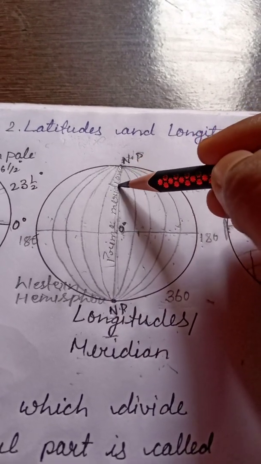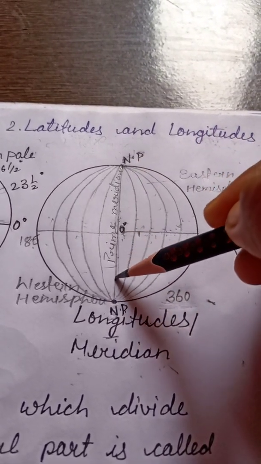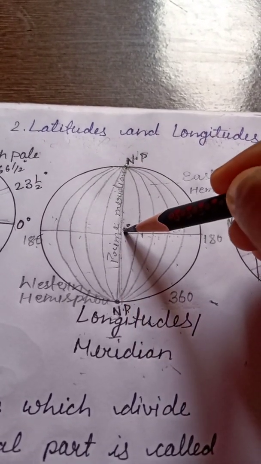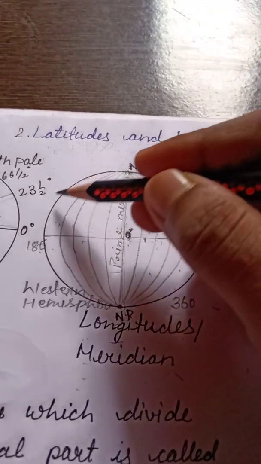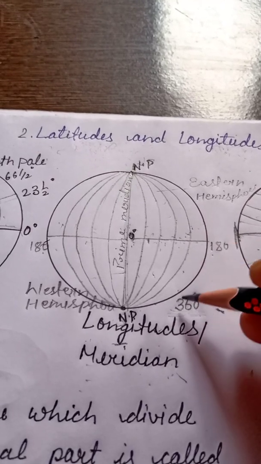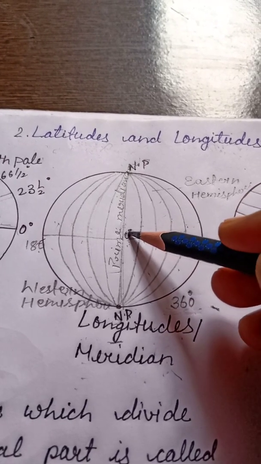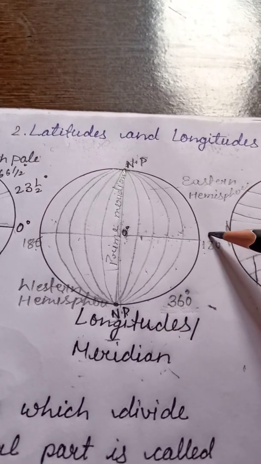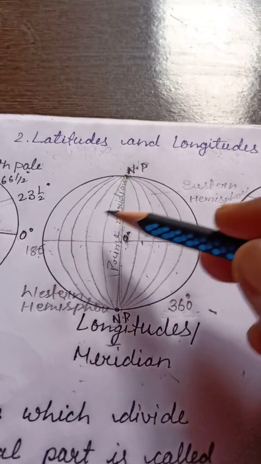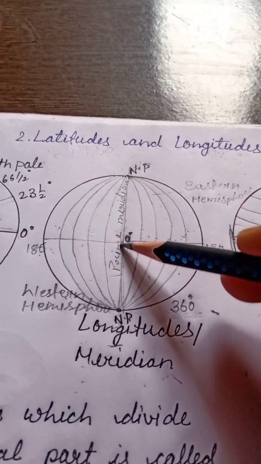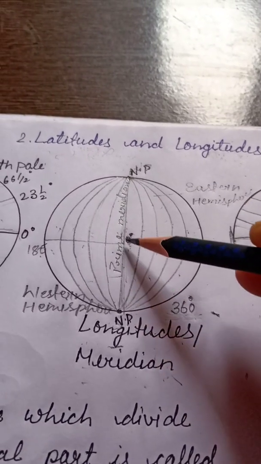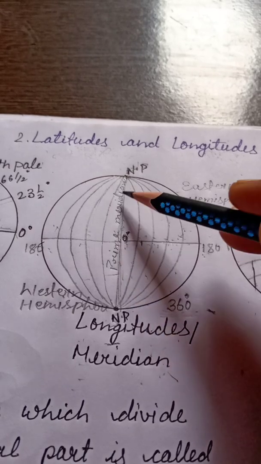You can see here I have drawn one line through the circle, and I have written 0 degree here, because we know that one circle carries 360 degrees. So I have written 0 degree, and then 1, 2, 3, we will go up to 180 on the eastern side and 180 on the western side. Clear? You can see here I have written prime meridian. It is the important meridian line, so it has its own name, prime meridian.